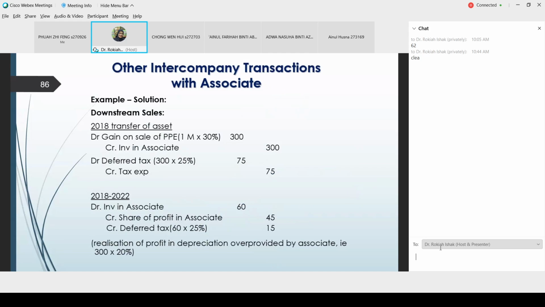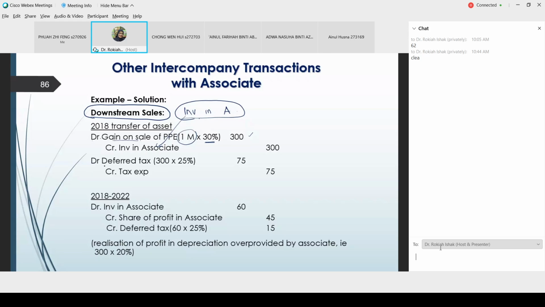Now we look at the downstream sales. For downstream sales, the account involved is investment in associate. The first entry recognizes the gain. Because we're going to do the elimination, even though the gain on the sale is 1 million, A is only entitled to 30%. So the amount of gain here will be 300, and then credit investment in associate. We are using the investment in associate account because this is a downstream sale.